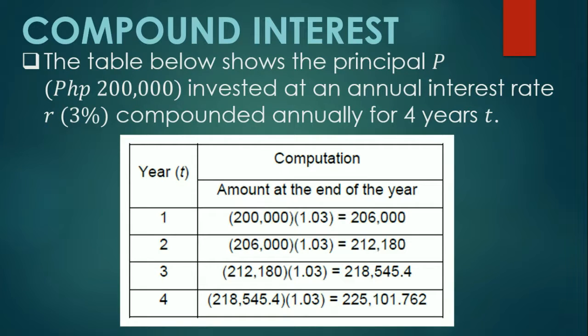Yung na-compute na future value at the end of the second year, yun yung ginamit as the new principal. 212,180 times 1.03 is equal to 218,545.4 and so on and so forth. So that is how we do compound interest. So dinadagdag natin yung naunang na-compute natin na interest doon sa principal at yun yung gagamitin natin to compute the interest for the second compounding period. Understood?